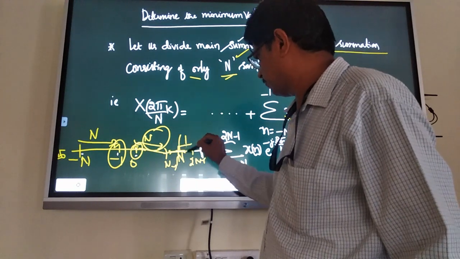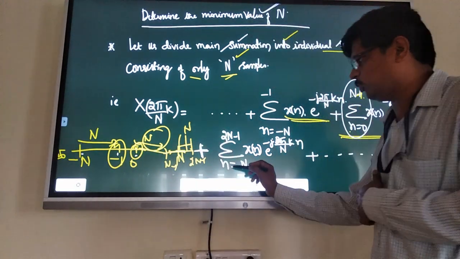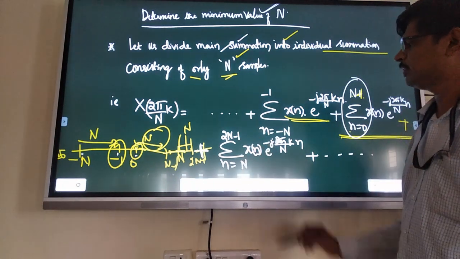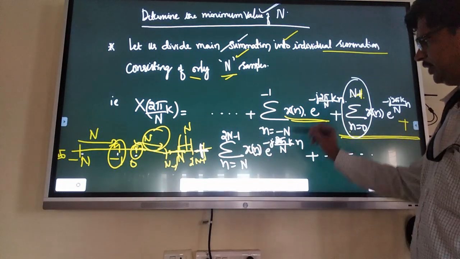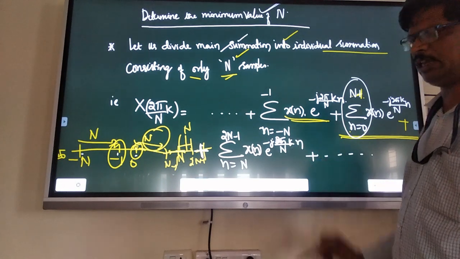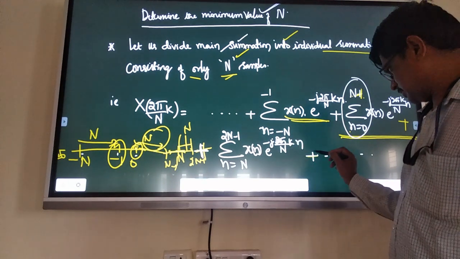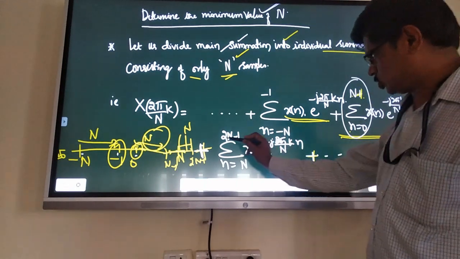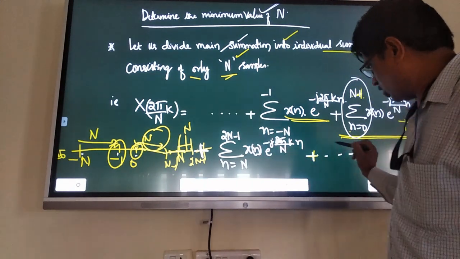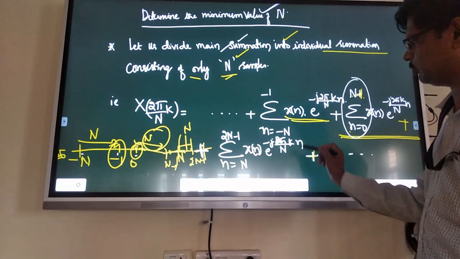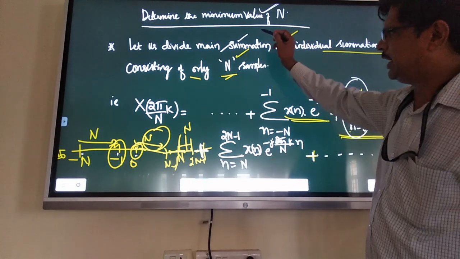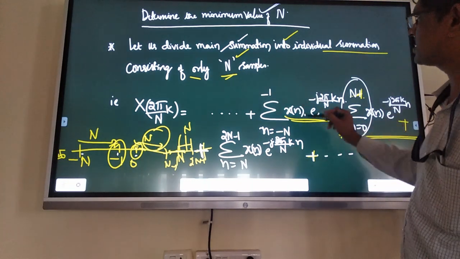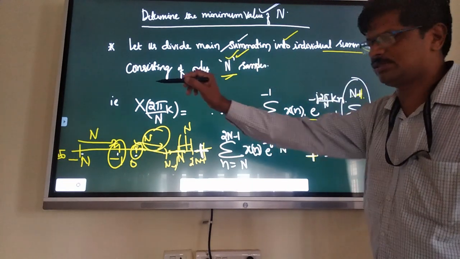Then again n number of samples. That's what I am doing. Plus, n is equal to n to 2n minus 1. x of n inside, this is the same. x of n e power minus j2 pi k n by n, which is standard. Plus, next sample starts again with n samples. Summation 2n to 3n minus 1, same. x of n e power minus j2 pi k n by n. Like that. The main summation, if divided into individual summations, consists of n samples.